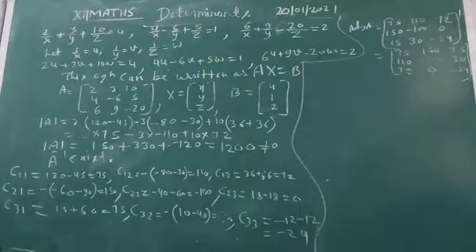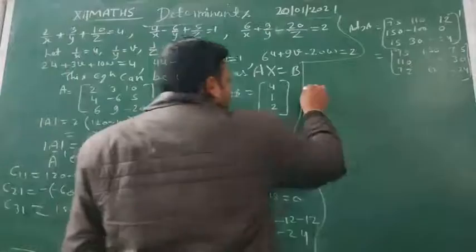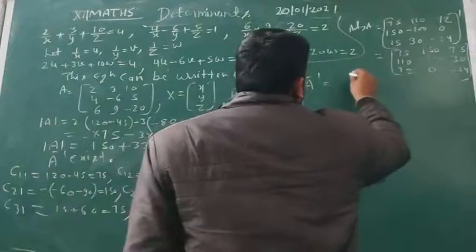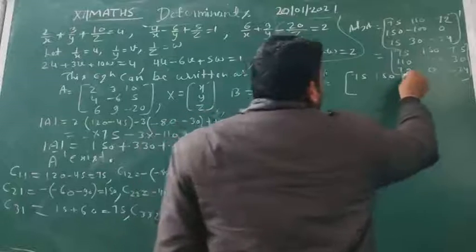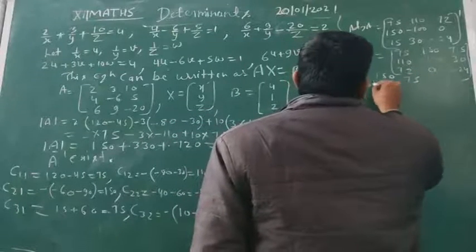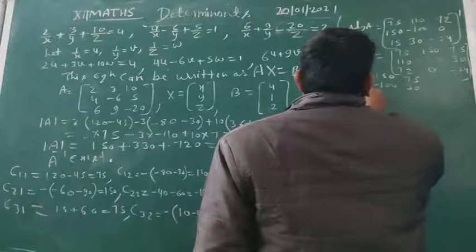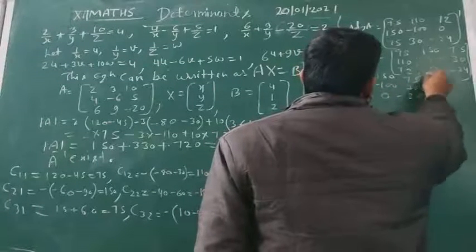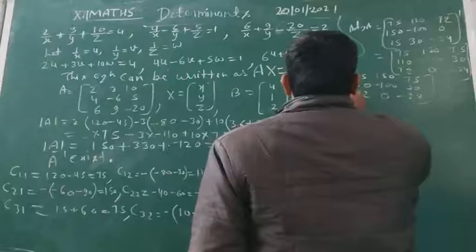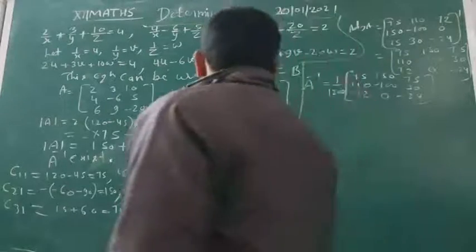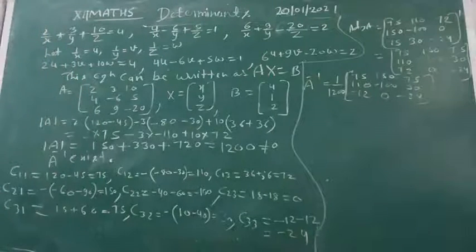Now, student, we know the formula that A inverse is the adjoint of A divided by the determinant of A. Now we put in all the values and get our A inverse. So A inverse is this adjoint of A: 75, 150, 75; 110, -100, 30; 72, 0, -24, divided by the determinant of A, which is 1200. So A inverse is this, student.